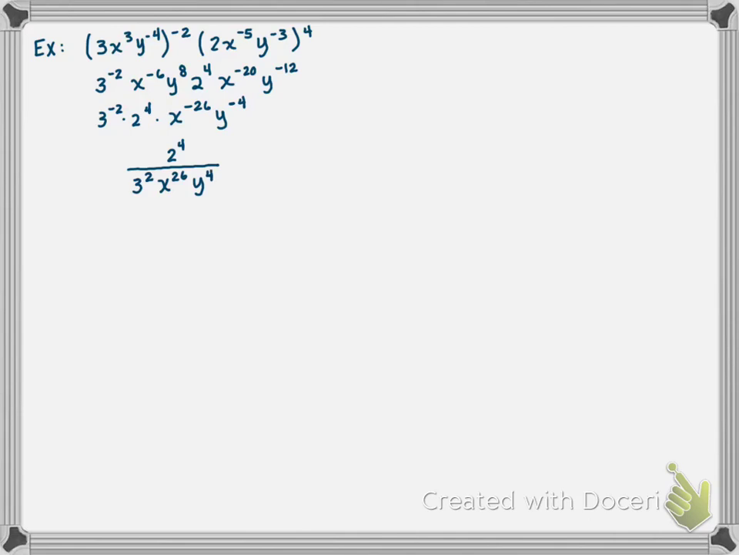And so now we've taken care of everything on our list, right? We don't have any parentheses, we don't have any factors with the same base, and we don't have any negative exponents, so we're done.